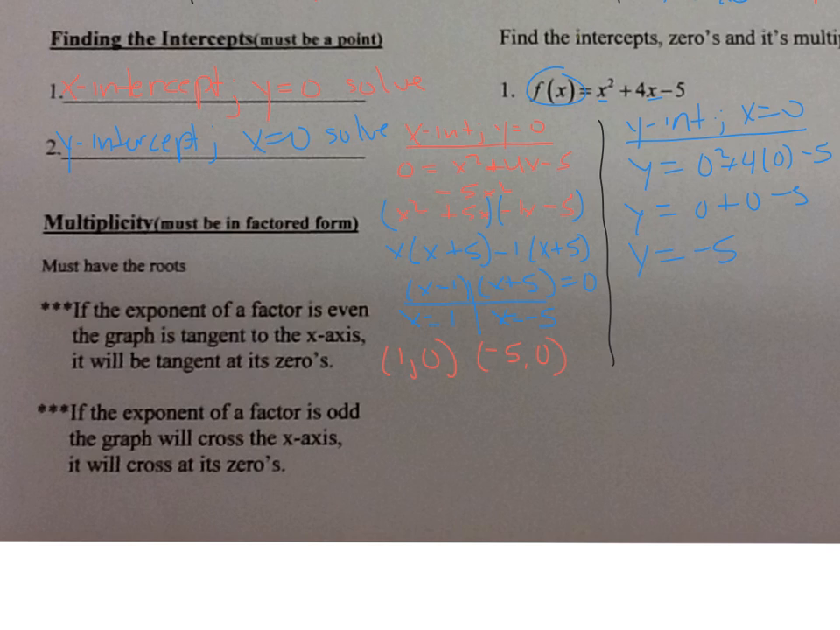But again, it has to be written as a point. So my x value, remember x is equal to 0. So x is 0 and my y is -5. So that's my y-intercept, 0, -5.